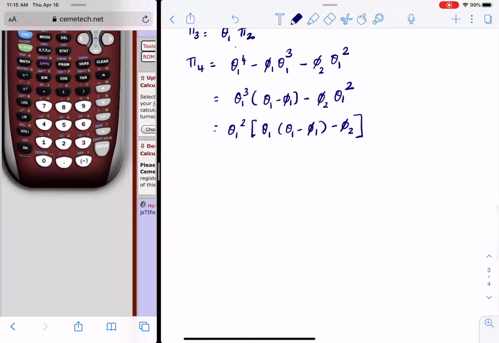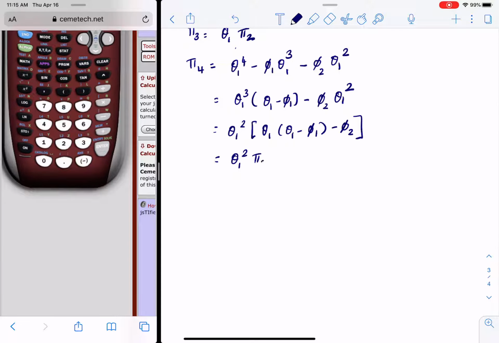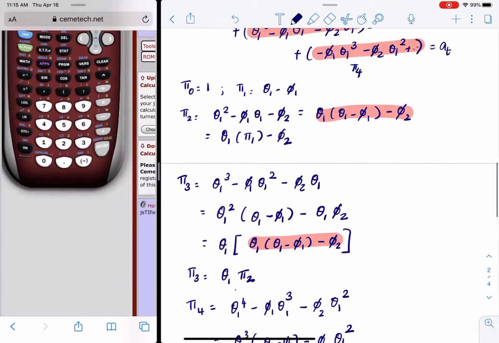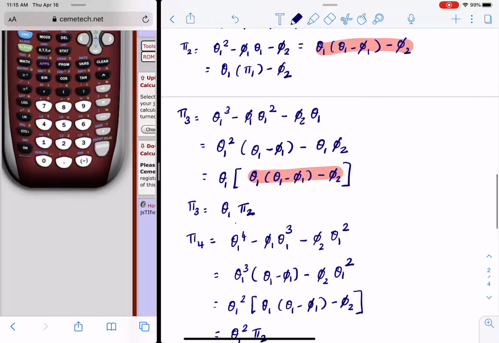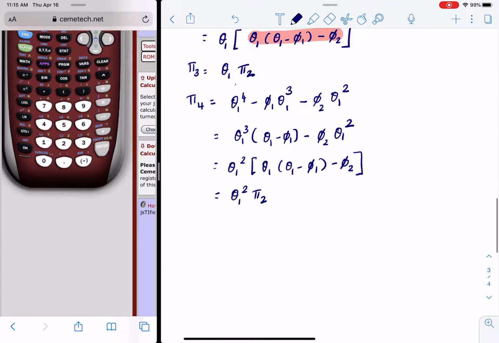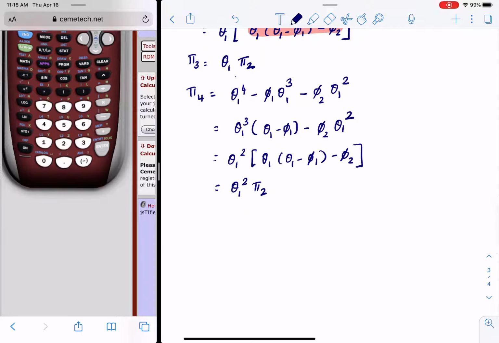But if you notice, this is simply theta 1 squared pi 2. Because pi 2 is what we have up there. So you can see where this is going. So I have written pi 4 as theta 1 squared pi 2. But I could also write this as theta 1 times theta 1 pi 2. But I know that theta 1 pi 2 is pi 3. So I would end up getting theta 1 times pi 3.